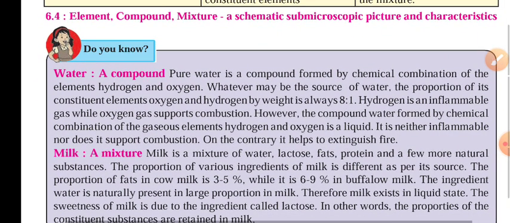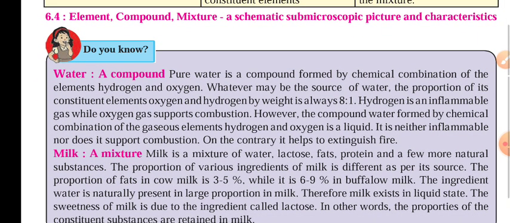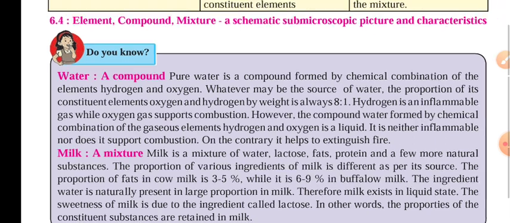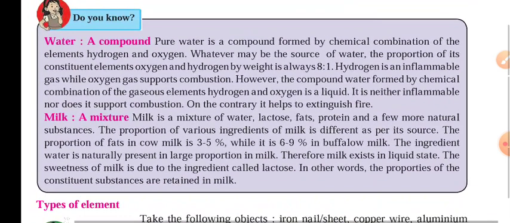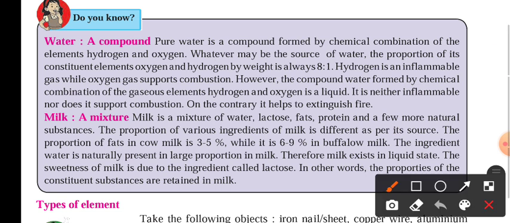Further, for element, compound and mixture, a schematic sub-microscopic picture and characteristics are given here, with water as a compound and milk as a mixture. How is water a compound? Because when we talk about a compound, we have a definite proportion. Water has a definite proportion: two hydrogen and one oxygen. That's why water is called a compound.